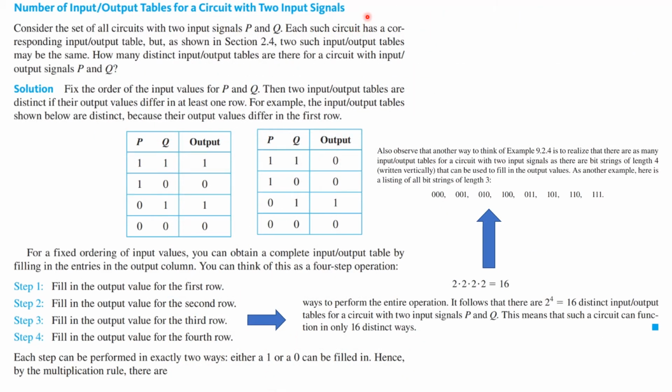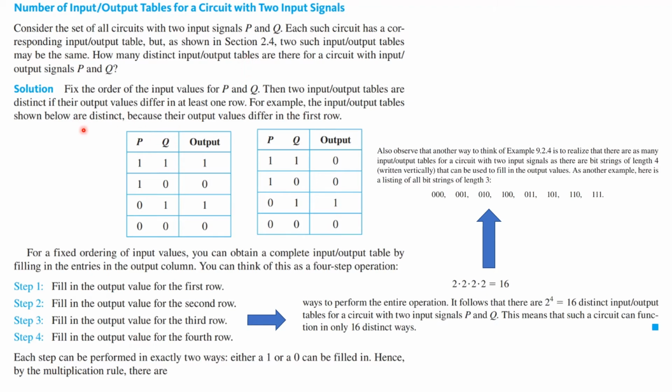Let's look at a different example of counting. This is the number of input-output tables for a circuit. You could think about this as being a computer logic circuit with 2 input signals. Okay, so we're going to consider all circuits with 2 input signals. That means you have a lead coming in that's a P and another lead coming in that's a Q. Each of these can be a 1 or a 0. And so how many distinct output tables are there?